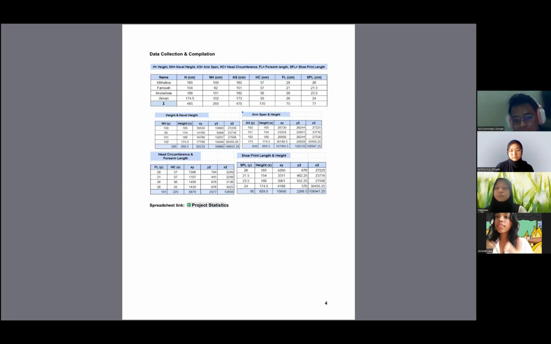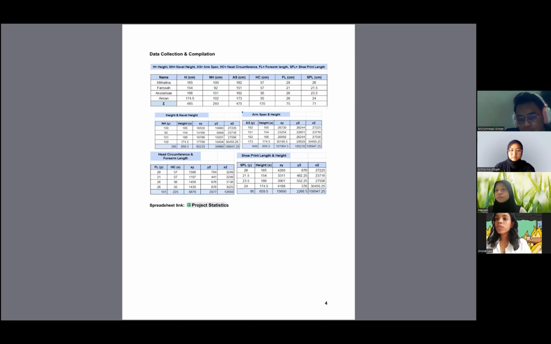For all of these, we had to find the XY value, where we just multiply the X and Y for each person. For the first table, the X is height and the Y is NH. In the second one, the X is height as well, and the Y is AS. In the third one, the X is HC and the Y is FL. And in the last one, the X is height again and the Y is SBL. We multiply the XY value and then total it up.